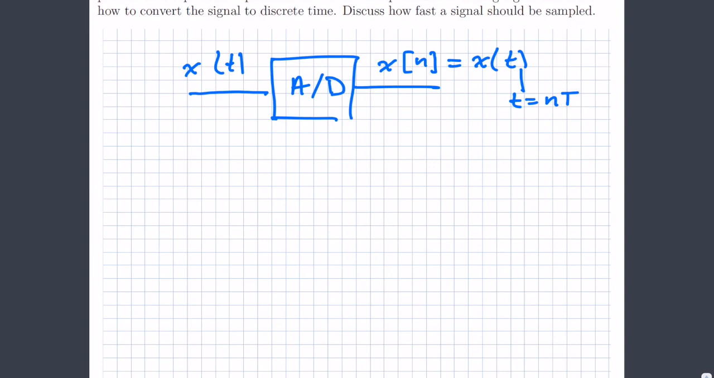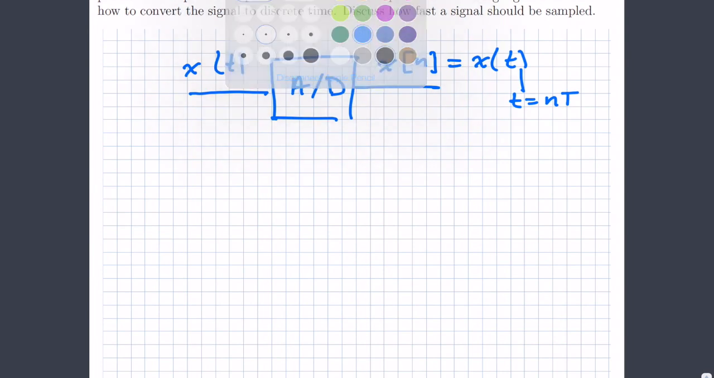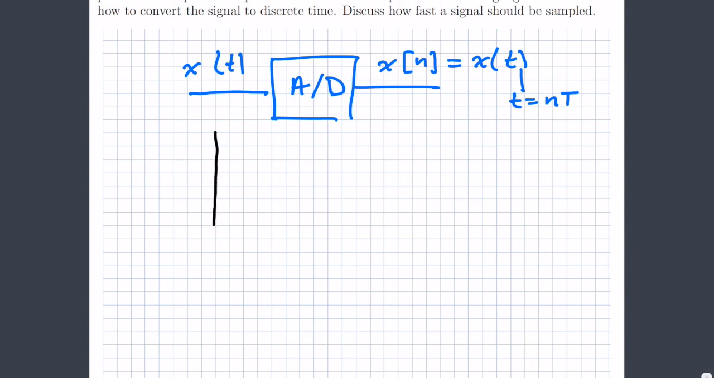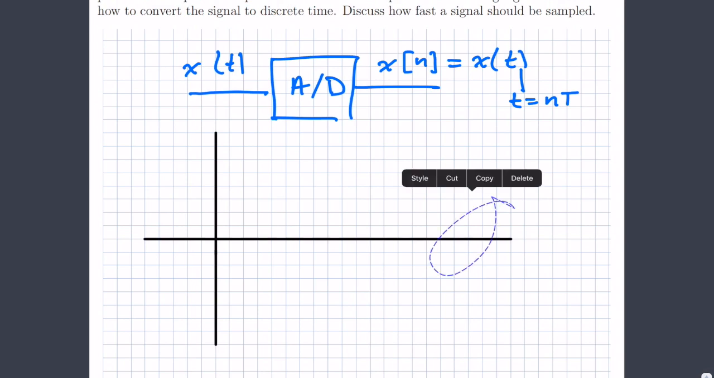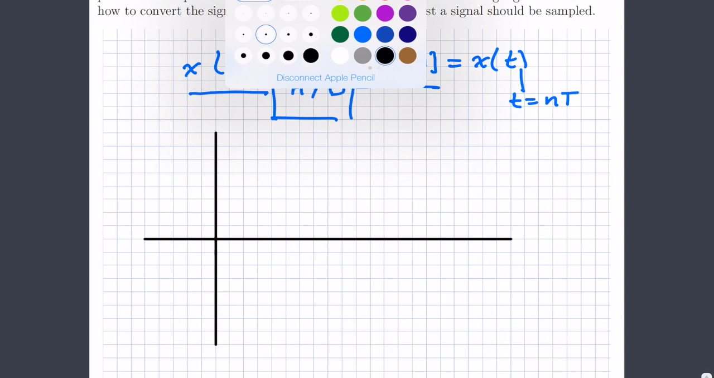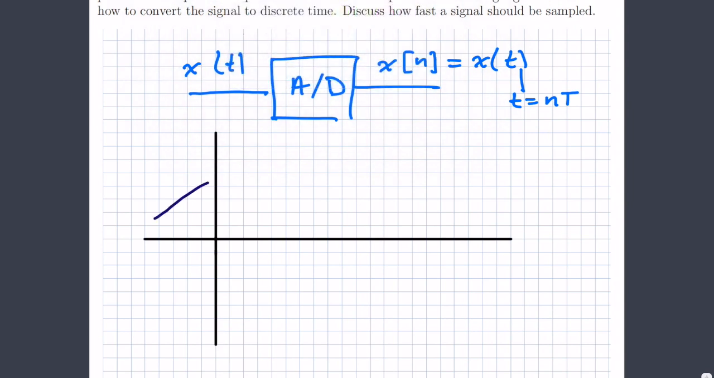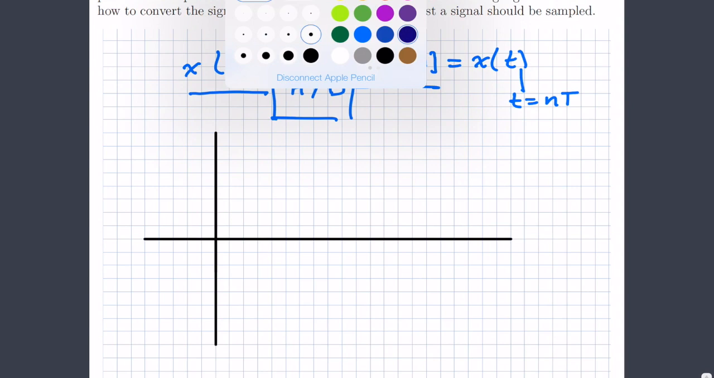So to fully understand this, I also want you to be able to draw a diagram. Let's make a time axis and a vertical axis. All right, so here's our time axis. Then what I want to do is make a representative signal. Here's an analog signal.